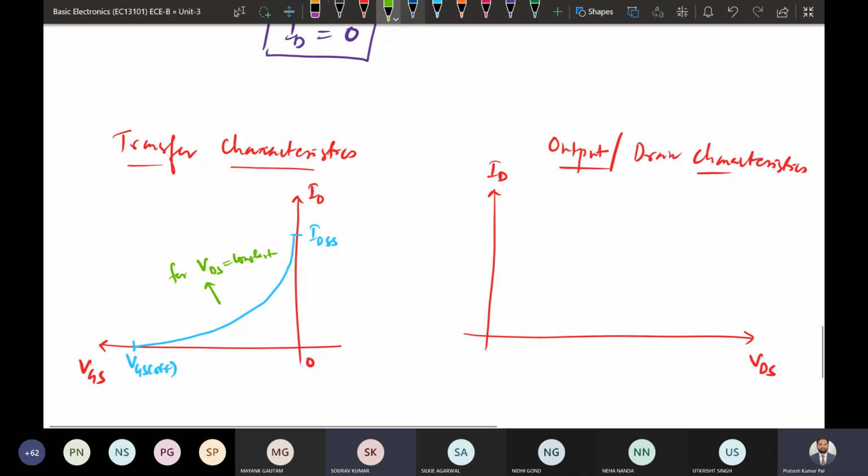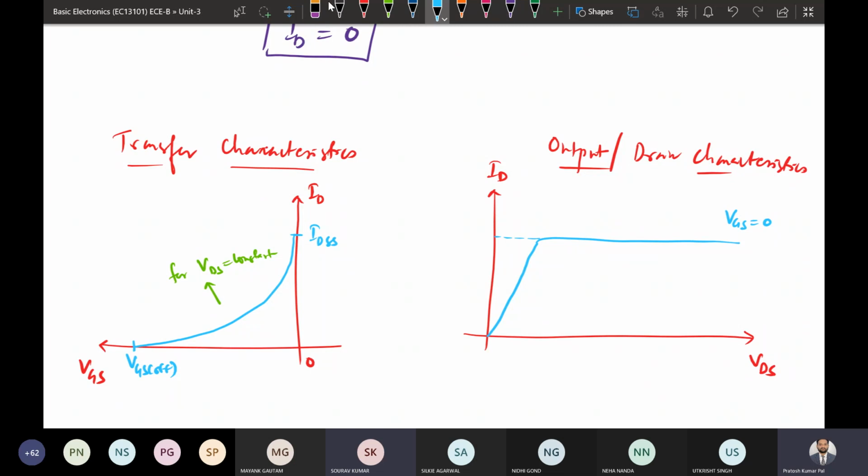In case of drain characteristics or output characteristics, we have a constant VGS. Initially we take VGS equals 0, and at that time the maximum current will be flowing. If we increase VDS from 0 to some value, the current will initially increase linearly, and then it will become constant. This is the case when VGS equals 0.